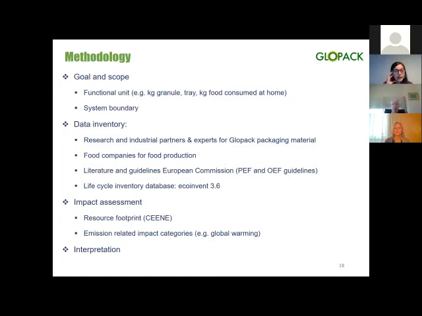The data inventory for the falafel case is as follows. First of all, we have this GLOPACK packaging material. For that, we rely on the research and industrial partners of the GLOPACK consortium. We have industrial partners, so in this case, we could collect data on extrusion and thermoforming at industrial scale. However, the development of this tray and the granules was at pilot scale.